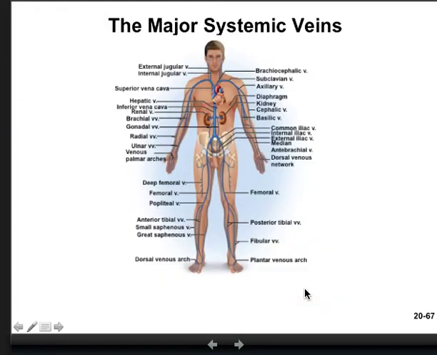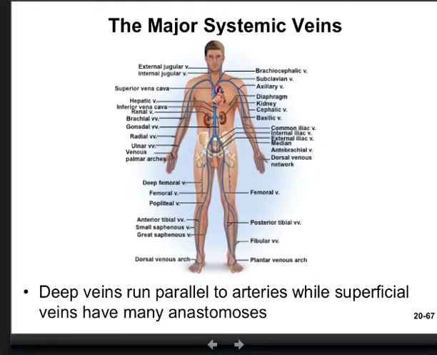Okay, these are the major systemic veins. Deep veins run parallel to arteries, while superficial veins have many anastomoses. Now, an interesting thing about the veins and the arteries. Generally speaking, with a few exceptions, veins tend to be more superficial than arteries are. And there's a logic behind that, which is that the blood in the veins is under much lower pressure since it's much further from the heart. We're talking here about the systemic venous circulation.